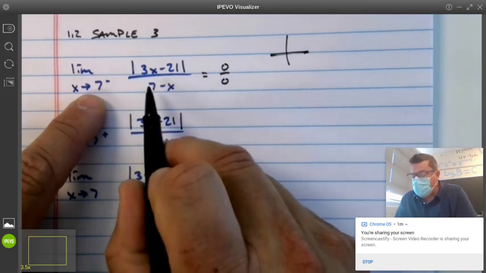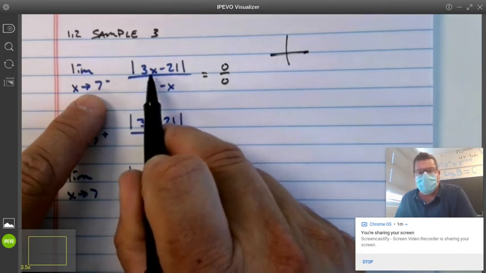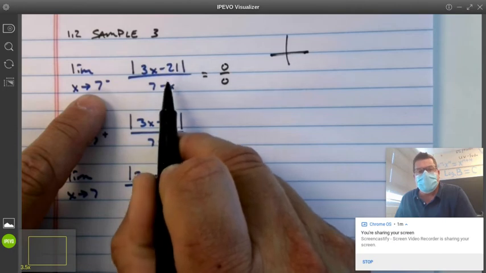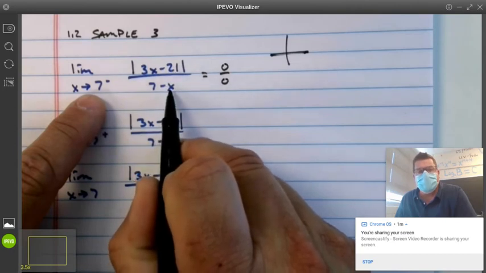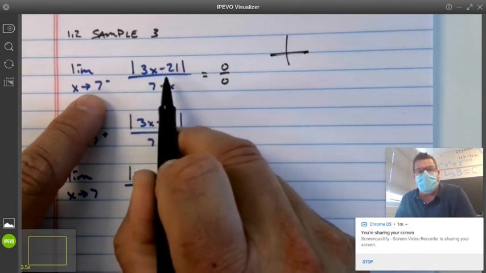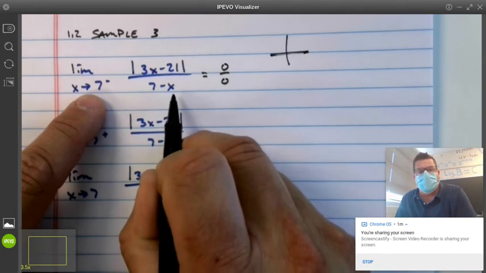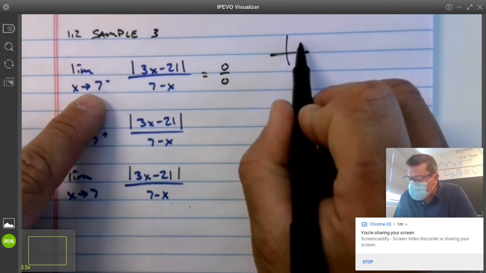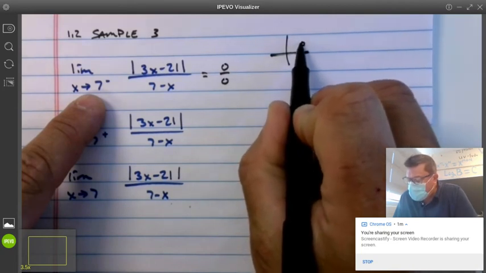When we plug in a 5, we get 15 minus 21, which is negative 6. Negative 6, absolute value, divided by 2 is 3 again. So we get a series of a bunch of 3s. When we plug in 7, it's a hole.